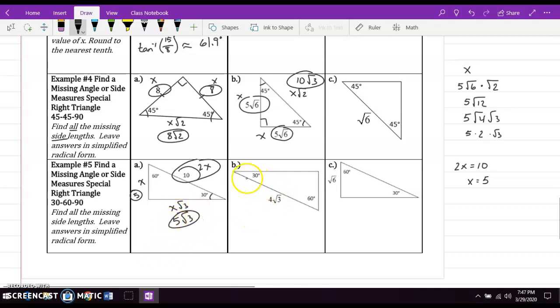Okay. Do the same for b and c here. This is my 30. This would be x square roots of 3. And this side should be 2x. So don't let the radicals confuse you as to where you put everything.